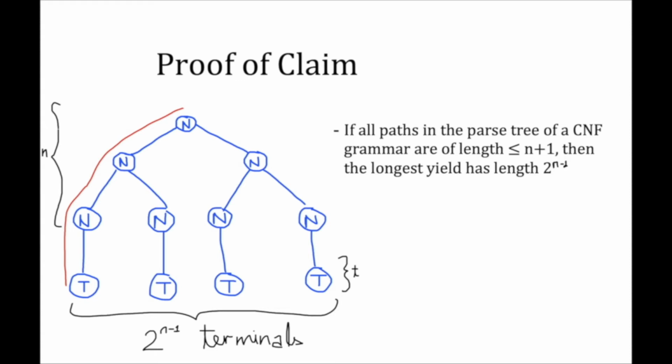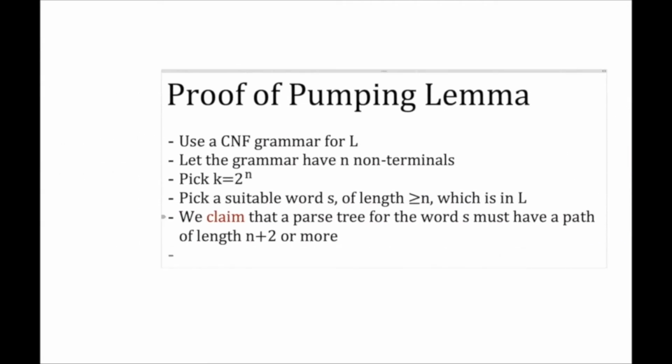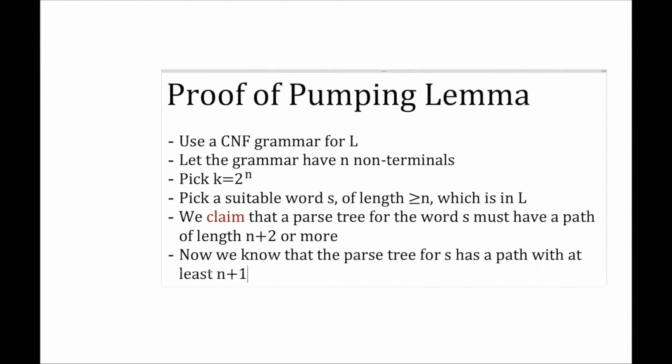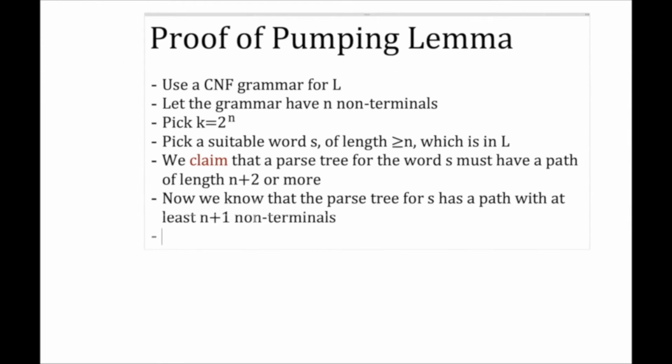Since the word s is of length k, the word s cannot be the yield of any tree that has paths that are limited to the length of n plus 1 or less. Therefore, somewhere in the parse tree of the word s, there must be a path of length at least n plus 2. We've just proved that the parse tree of the word s will have a path of length at least n plus 2 or longer. Only the last node on any path can be labeled as a terminal, so there are at least n plus 1 non-terminals.